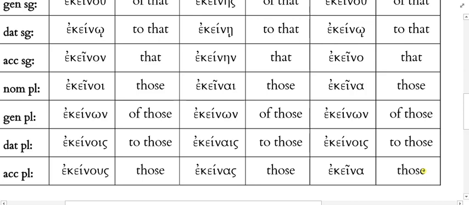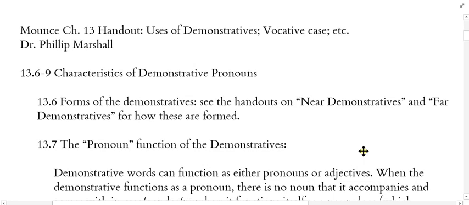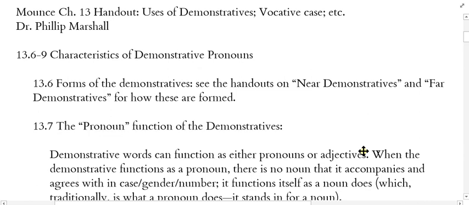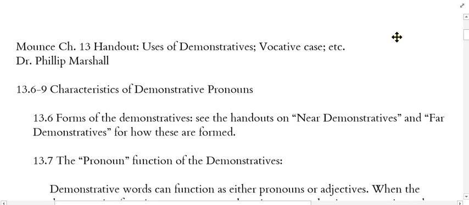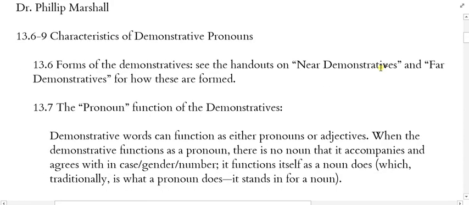Well, those are the near and far demonstratives. Now, if you take a look at this next handout that I've created for you, what I'm going to do is walk through what the characteristics of these demonstratives are. Okay, so we've learned how to form them, how to identify them. We want to make sure we know how to parse them and translate them properly. But now I want to talk about how we might see these demonstratives in actual words or sentences. So let's look here at the handout.